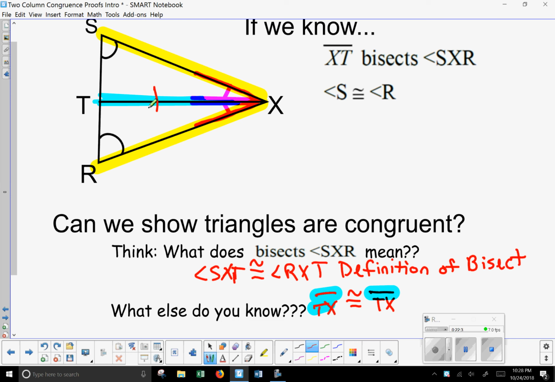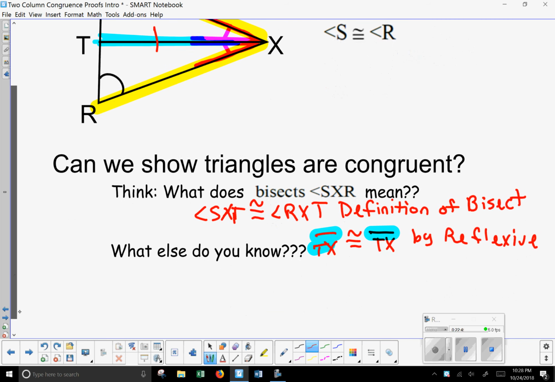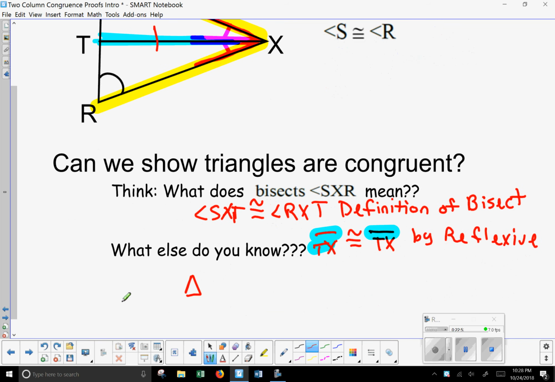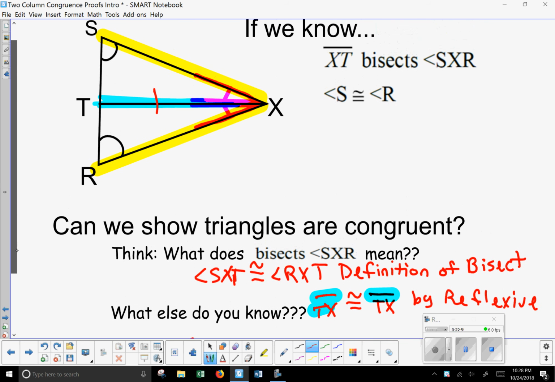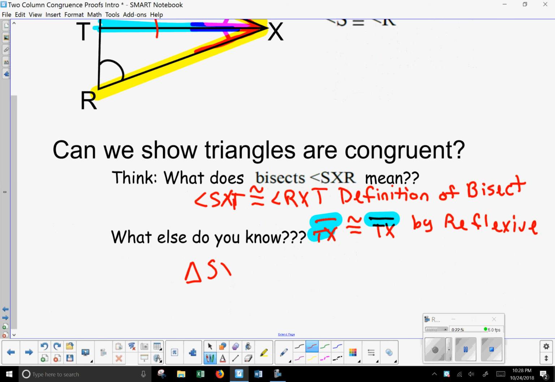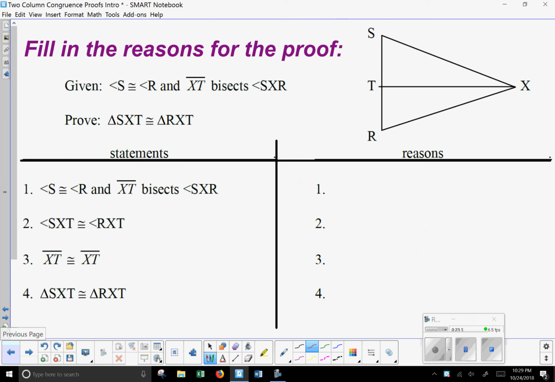Well, look at your markings. What do we know? Well, I forgot to say, why was TX congruent to TX? That was by reflexive. Okay, so what do we know now? Don't we know the triangles are congruent? I know that those two triangles have to be congruent now. Triangle SXT is going to be congruent to triangle RXT, and my reason is angle, angle, side. All I need to do now is convert that into a two-column proof.